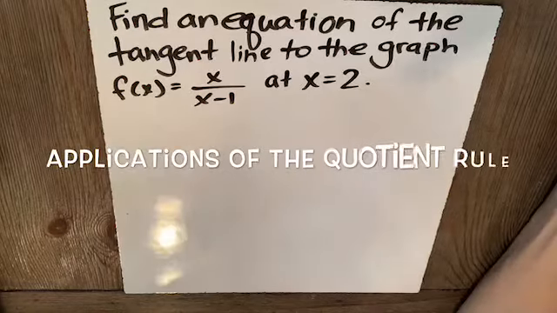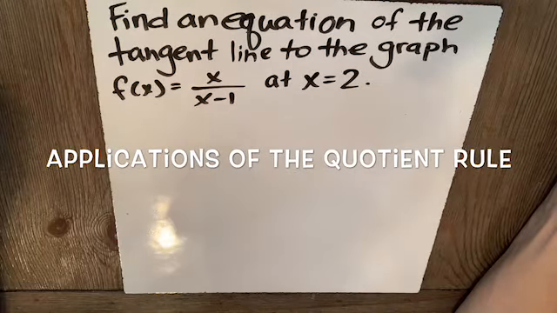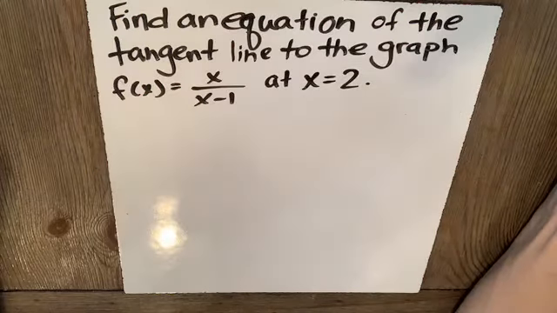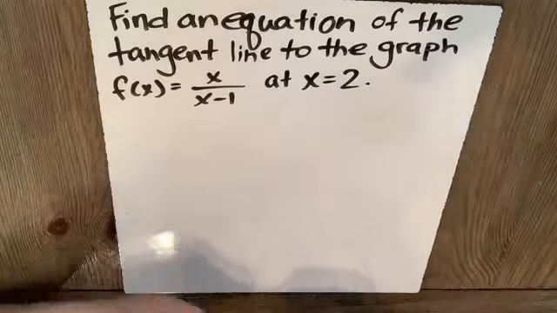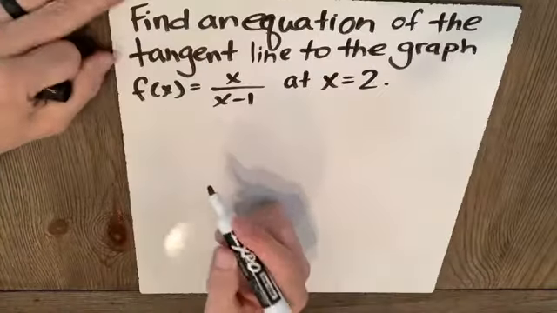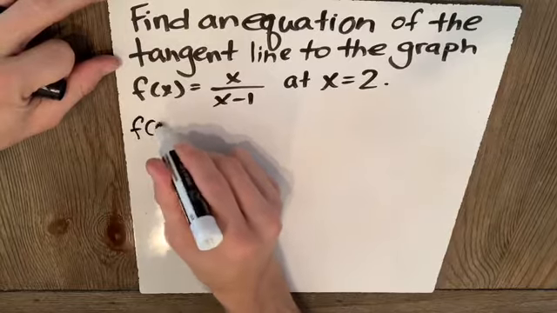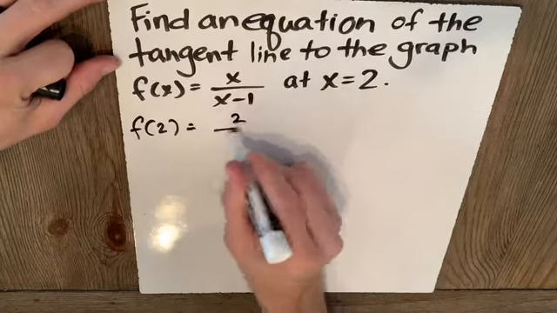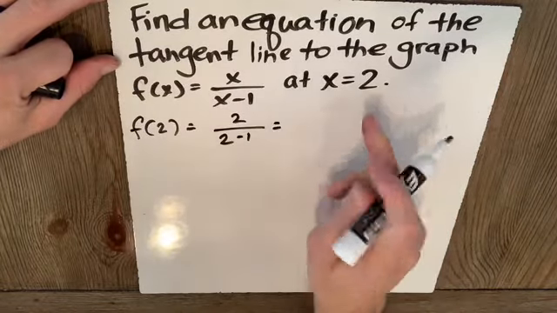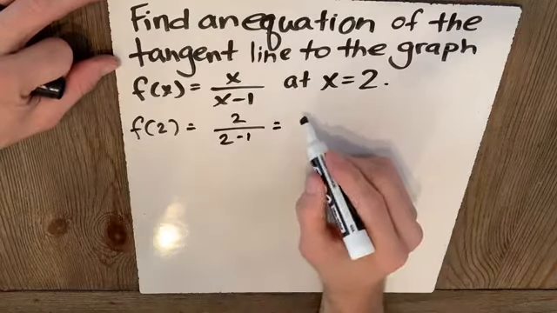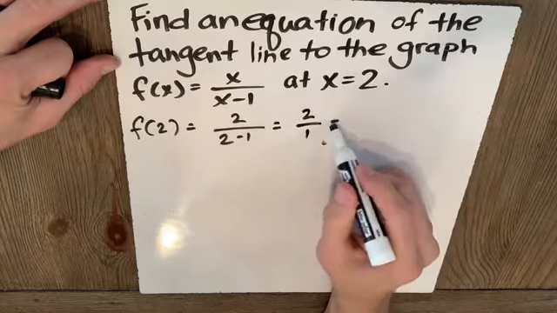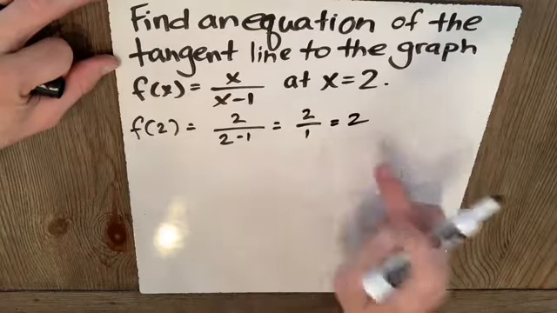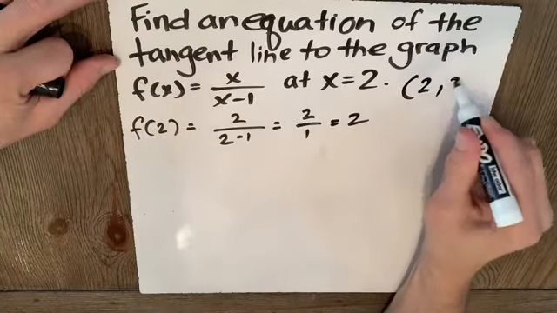So here is an interesting application of our quotient rule. First, we must find a point. So when x equals 2, we can say that the function value at 2 is 2 over 2 minus 1, just plugging that into f of x to give us 2 over 1, or 2. So the y value, f of 2 equals 2, means our xy point is (2, 2).